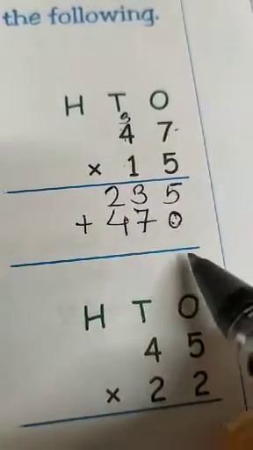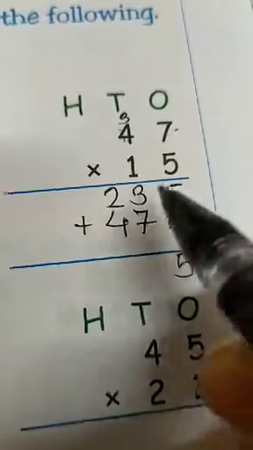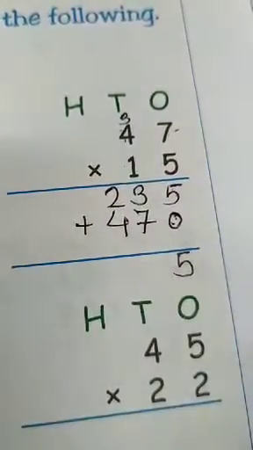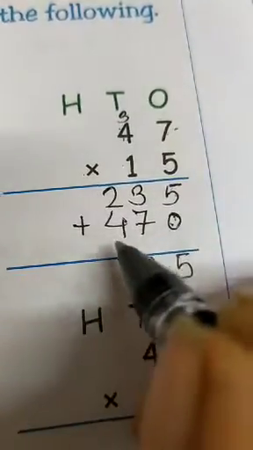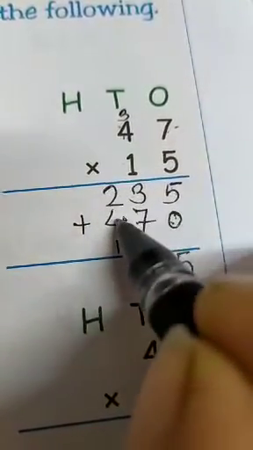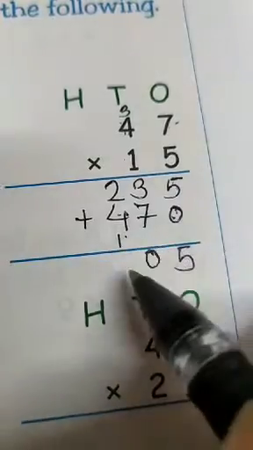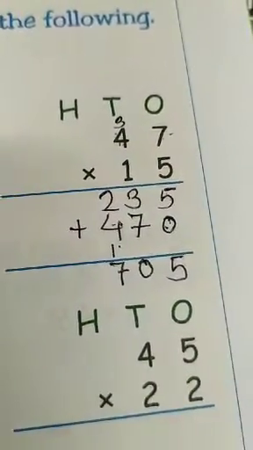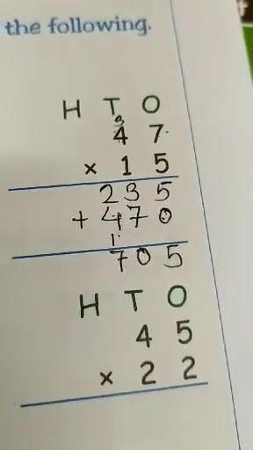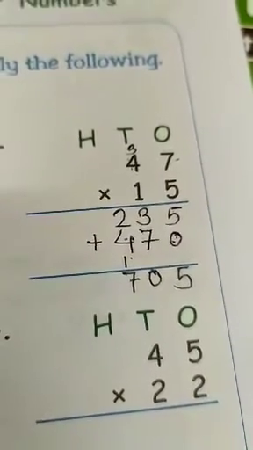So 5 plus 0, 5. 7 plus 3, how much is it? 10. So 0 is here, 1 will be carry. 4 plus 2, 6. And 6 plus 1, 7. What is the answer here? 705.